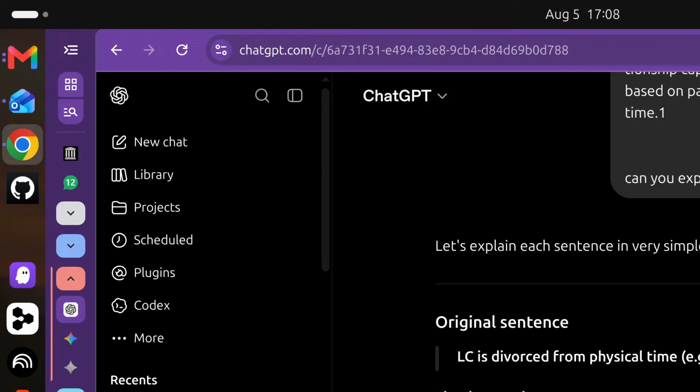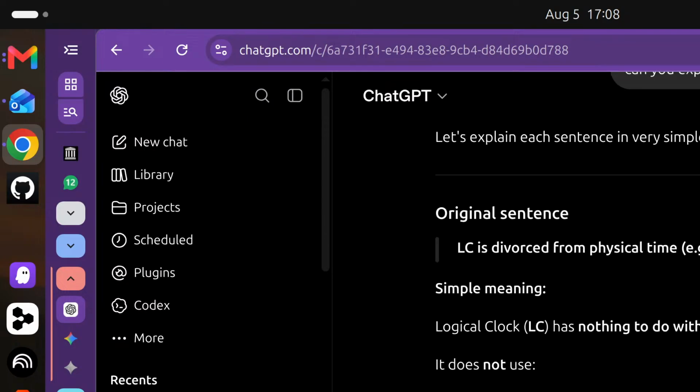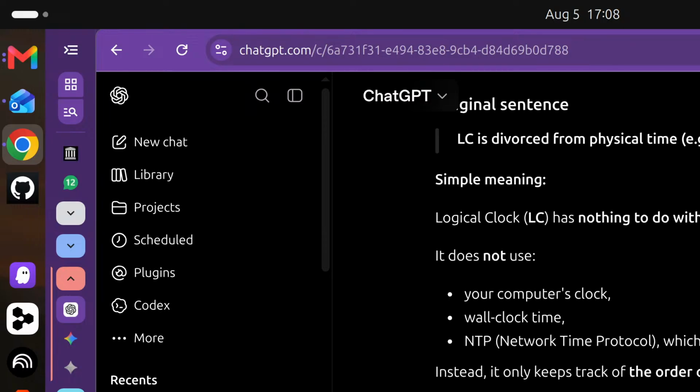Okay, let's explain each sentence in very simple language. So the original sentence is: LC is divorced from physical time. For example, the network NTP clocks. Simple meaning, logical clock has nothing to do with real time. It does not use your computer clock, wall clock, or NTP, network time protocol, which synchronizes clocks over the internet. Instead, it only keeps track of the order of events.